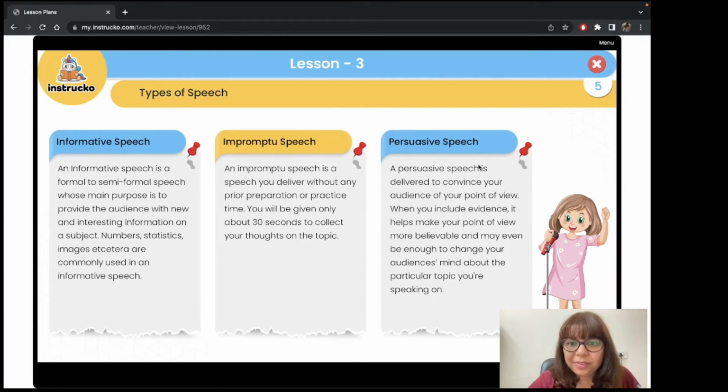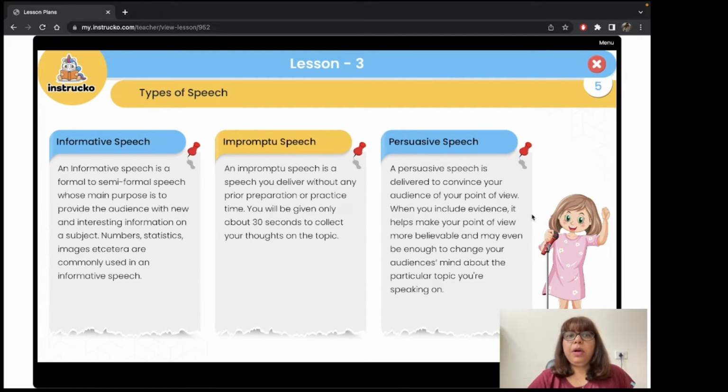A persuasive speech. A persuasive speech is delivered to convince your audience of your point of view. A persuasive speech is much like a speech that you would prepare during a debate, where you bring a lot of points into your content to prove your point, to put forth your point, and to persuade and convince your audience of your point, okay? So here, you're trying to convince your audience.